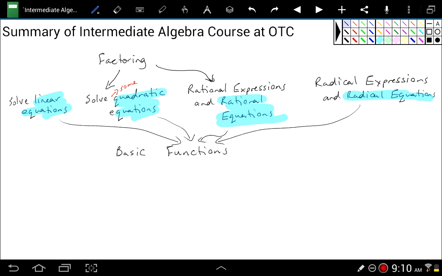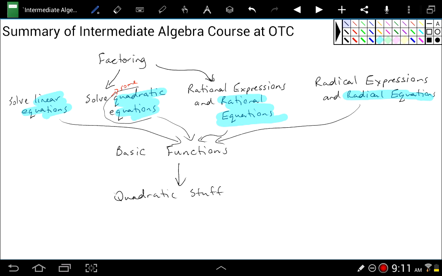Okay, finally we will finish the course with quadratic stuff. So what I mean by that is, you saw that we learned how to solve some quadratic equations before. Well, we'll finish that off here by learning how to solve all the other quadratic equations. And we will also look at quadratic functions. Okay, so quadratic equations, by stuff I mean quadratic equations and quadratic functions. Okay?